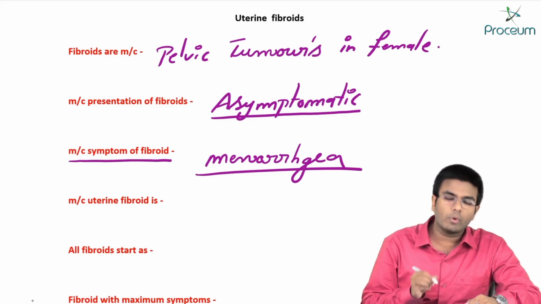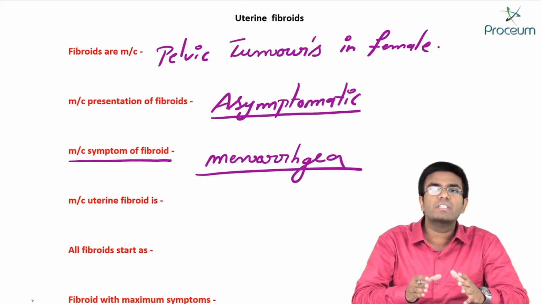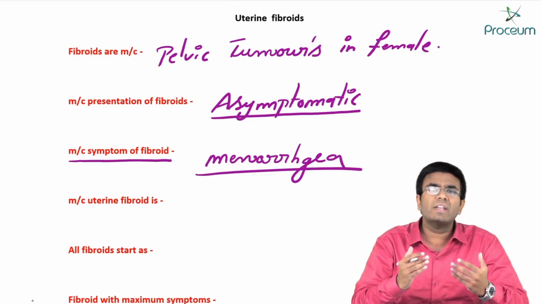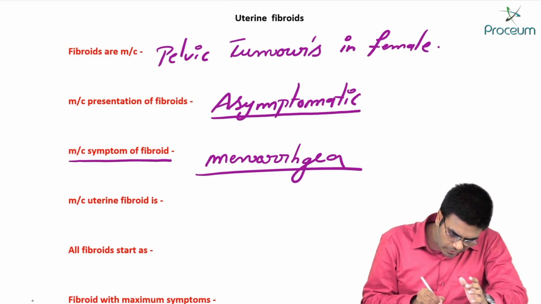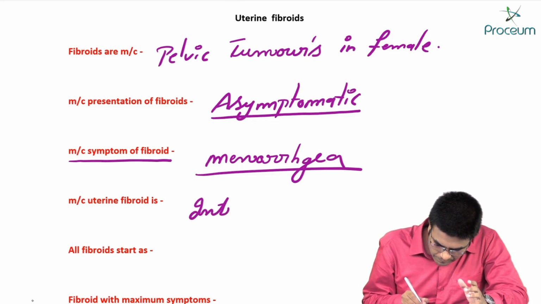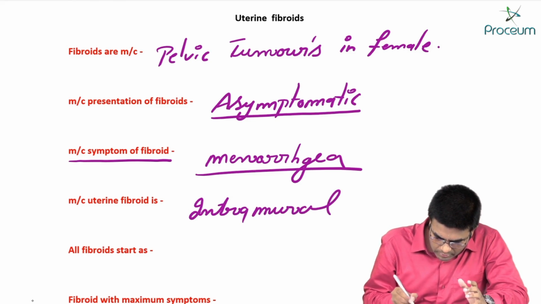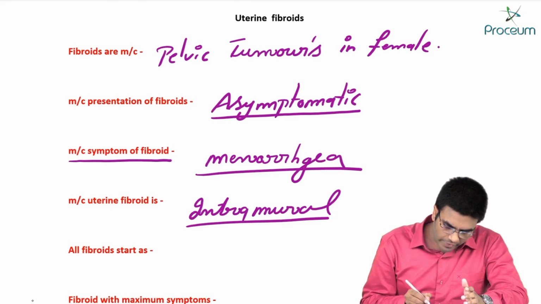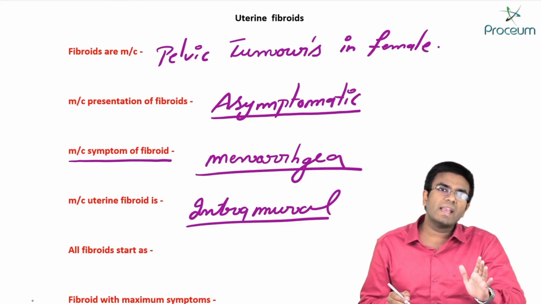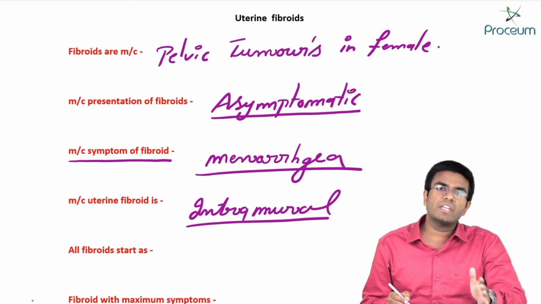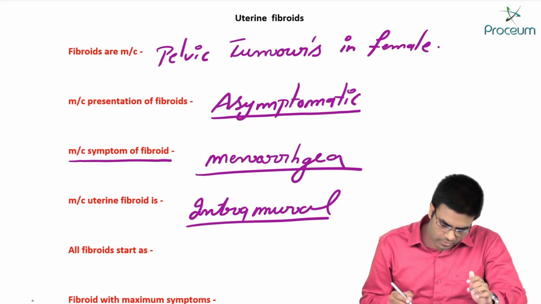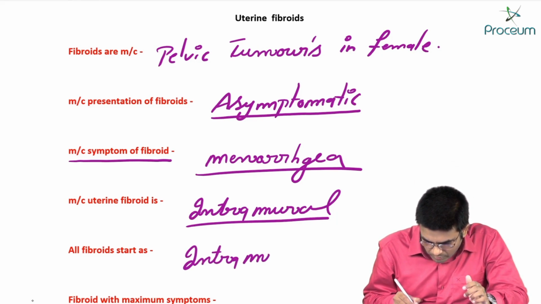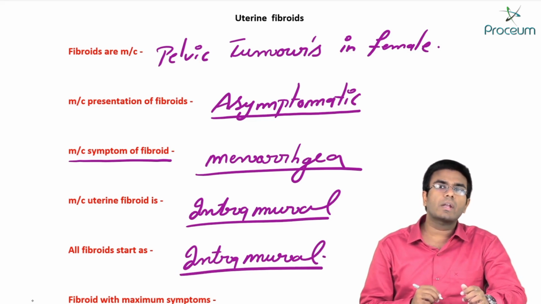Now, guys, there are different types of fibroid based on its location. You can have submucous fibroid or intramural fibroid or subserous fibroid. But most common uterine fibroid is intramural. Intramural in the sense present within the wall of the uterus. All fibroids start their life as an intramural fibroid, and they can either change into submucosal or subserosal. So to start with, all fibroids start as intramural masses.